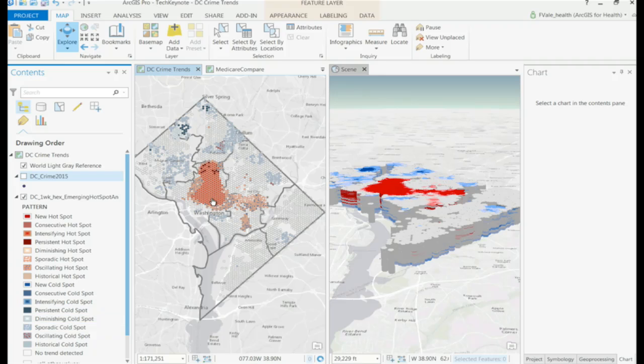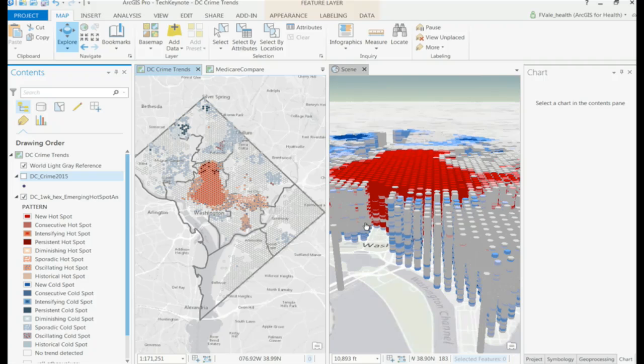So for example, these areas here in the middle, these red areas, those are what we call intensifying hotspots. It means that that location has always been a hotspot, and the significance of that hotspot is getting hotter and hotter.